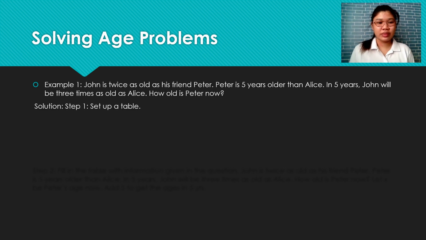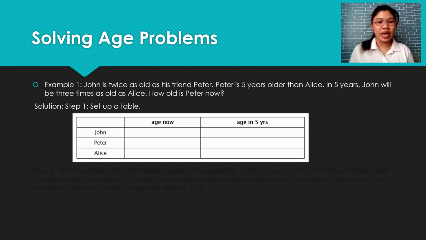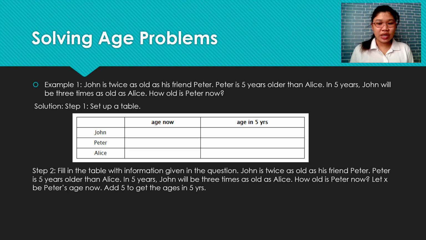So, step 1, set up a table. This is what I am talking about. And then we have here age now. You can put here present age or age in 5 years or the future age. And then put the names of the cast who are John, Peter, and Alice. So step 2, of course, fill up the table with information given in the question.